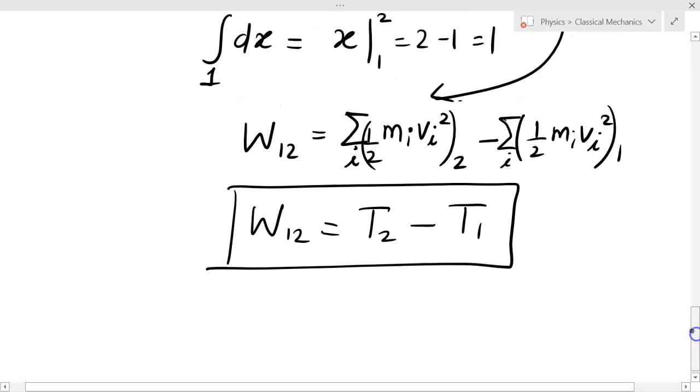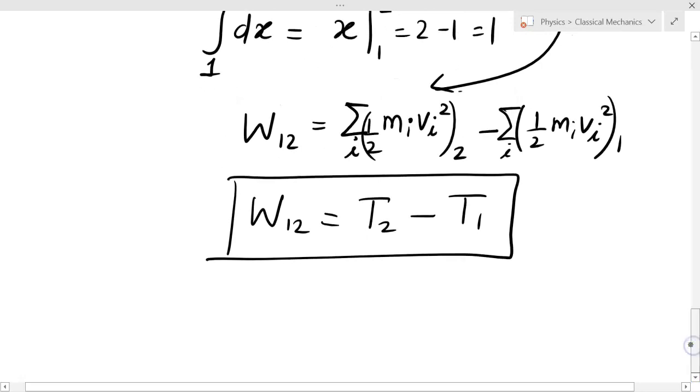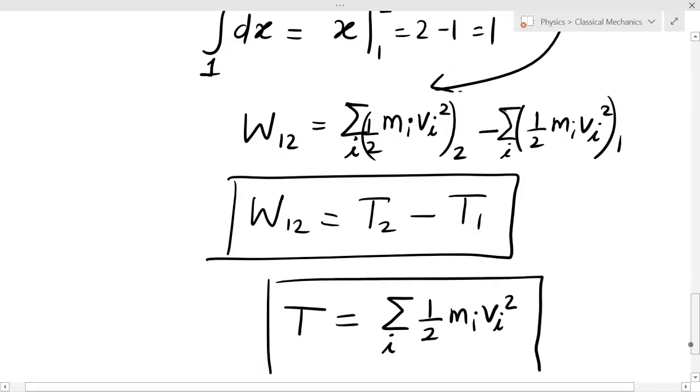Now here, if you see the kinetic energy term, T2, that is T in general, it can be written as summation over i of half mi vi square. So this is the total kinetic energy. This is nothing but the sum of the individual kinetic energies of the particles.